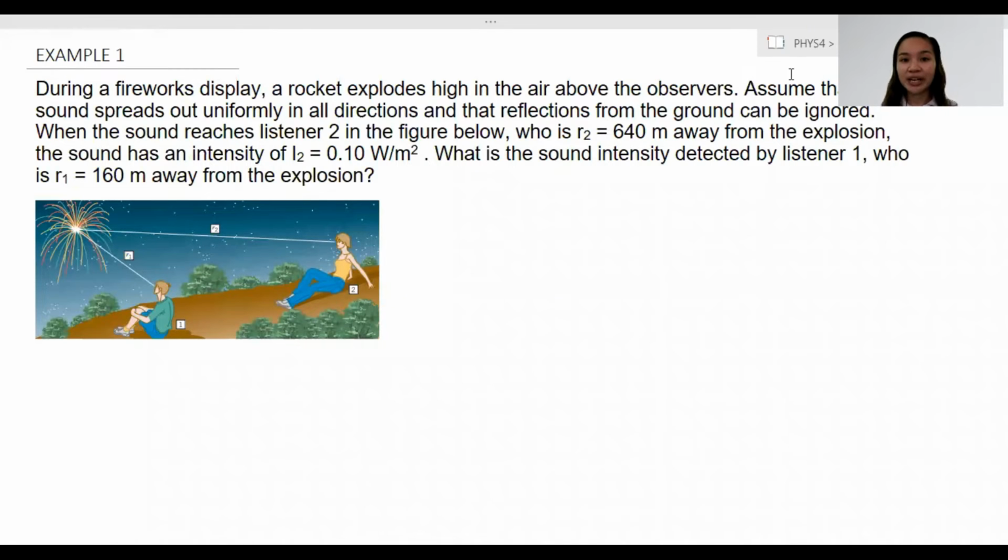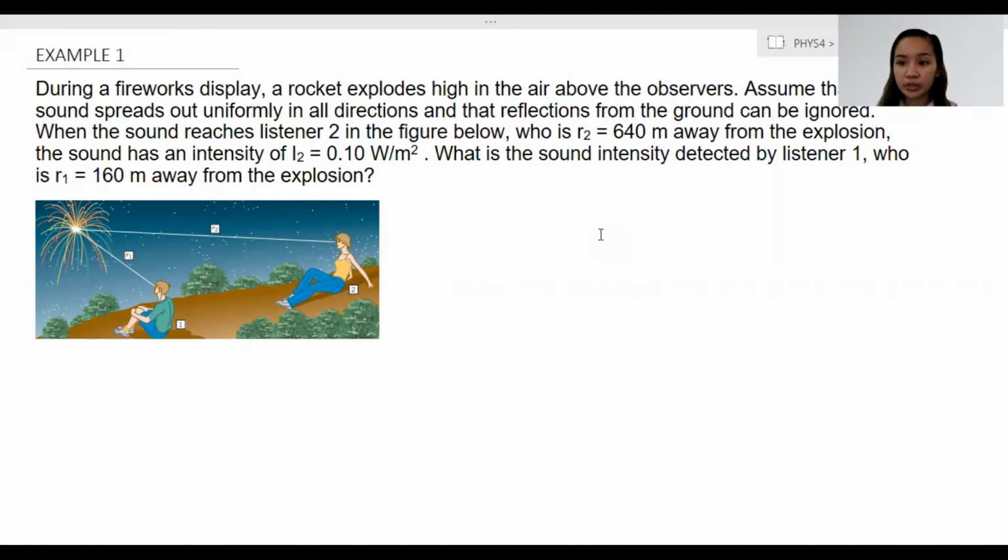So hi everyone, today I will be presenting different examples on the sound intensity in decibels. These are word problems that involve calculating or finding the sound intensity of a certain object, or any word problem that involves sound intensity and decibels.